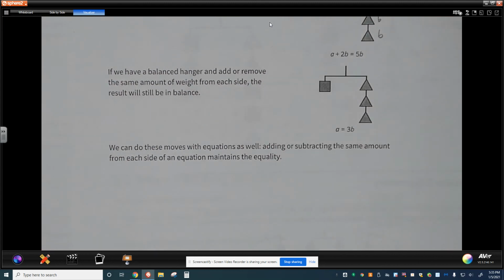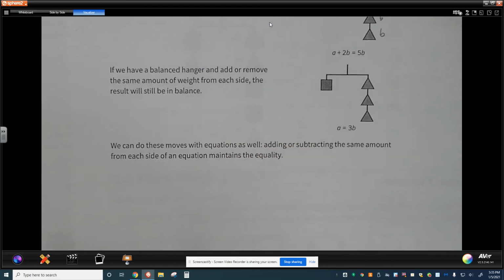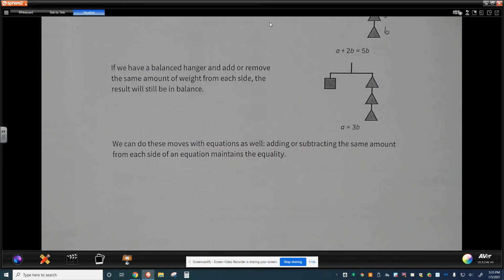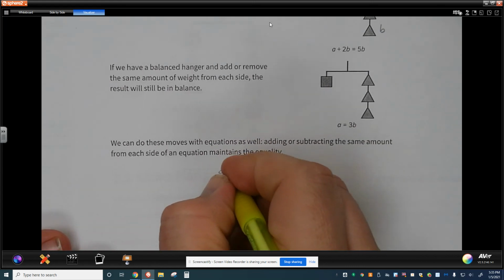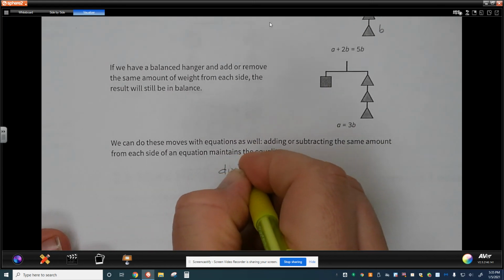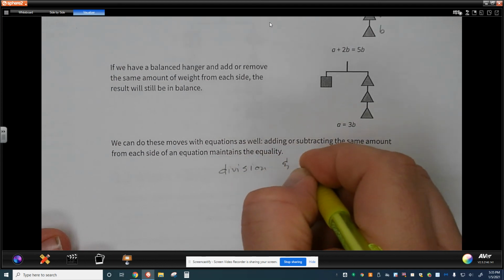And if we have a balanced hanger, we have to add or remove equally from each side to maintain the balance. If we don't maintain the balance, then we no longer have an equation. We can do these moves with equations by adding and subtracting the same amount from each side of the equation to maintain equality. But guess what? We can also use division and multiplication as well.